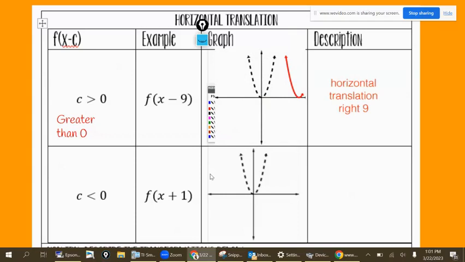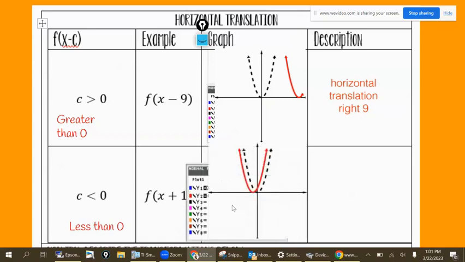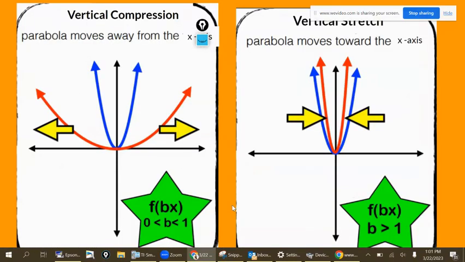This one is going to be a horizontal shift, and it's going to go 1 space to the left. So if you go here, less than 0, 1 space to the left. Horizontal translation, 1 space to the left.